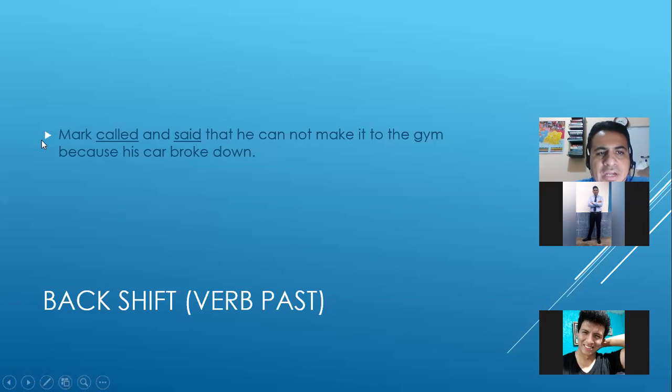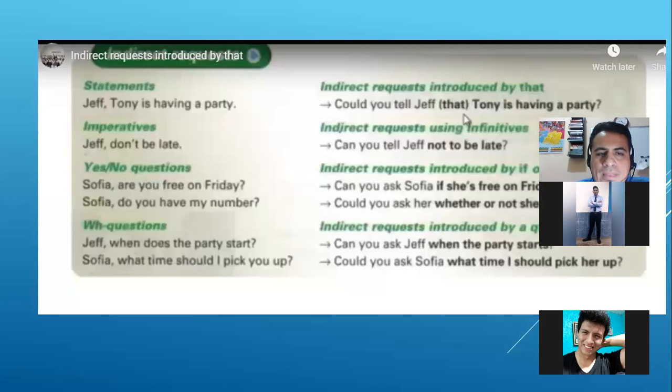And also be careful with backshift. Backshift means that you have to speak in the past. Okay? Mark called and said. Okay? Very good. Okay? This is what you're going to do. You're going to use statements, imperatives, yes or no questions, and questions. Let's look at the examples.